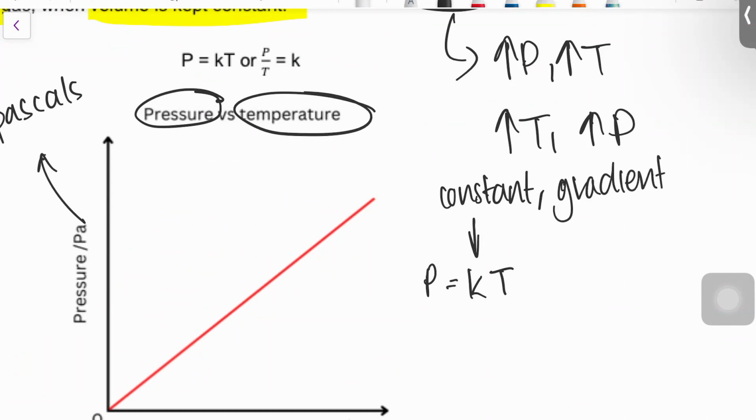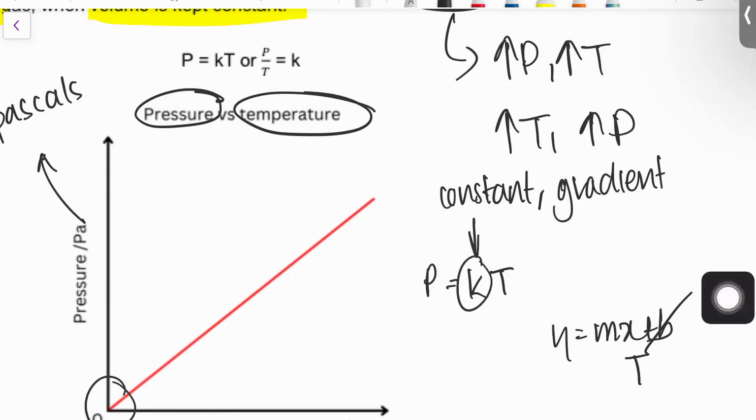Just like how in maths, y is equal to mx plus b, in this case, the intercept is at 0, so there is no b. And then x, in this case, is temperature. And m is just your gradient, which we don't use the letter m for, we use the letter k. And then you have P over here. Can you give me a thumbs up if that makes sense? If you were to represent this law as an equation, it would be P is equal to KT.